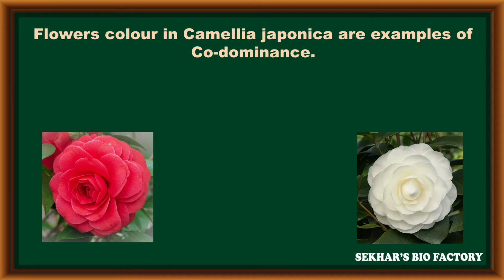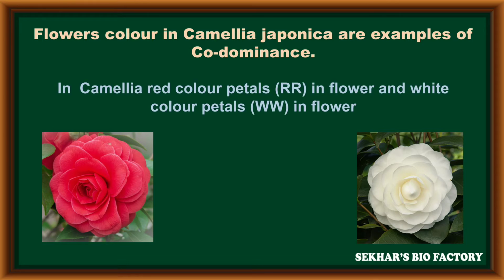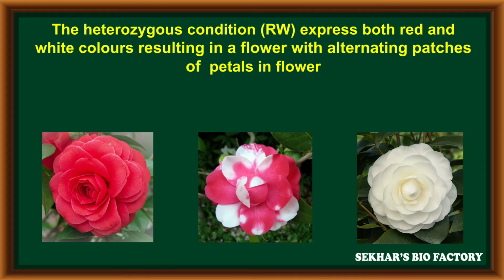Flower color in Camellia plant, called Camellia japonica, is one of the examples for codominance. In Camellia, the red color petals are denoted with capital R, and white color petals are denoted with double capital W. It expresses white color petals. The heterozygous condition, capital R capital W, expresses both red and white color petals.